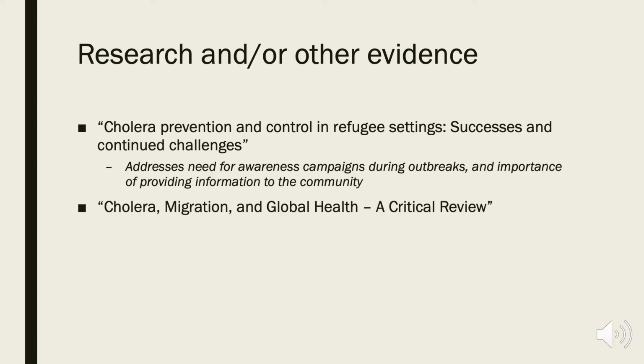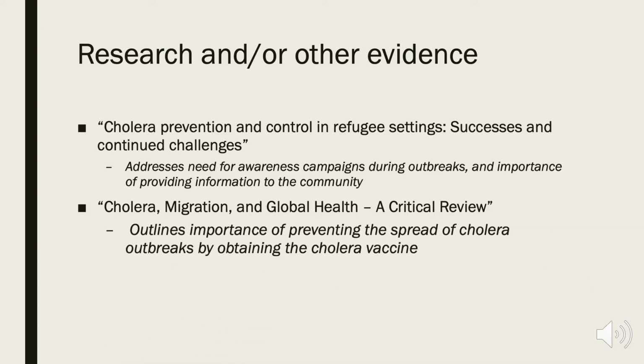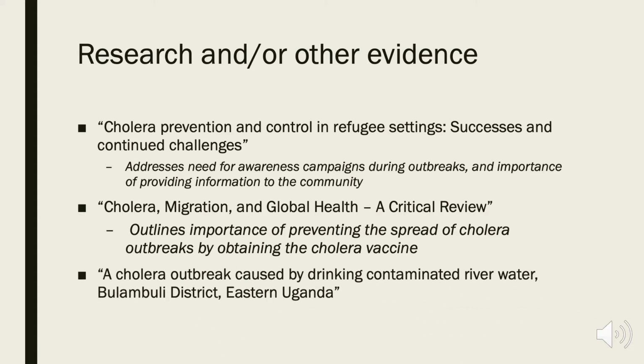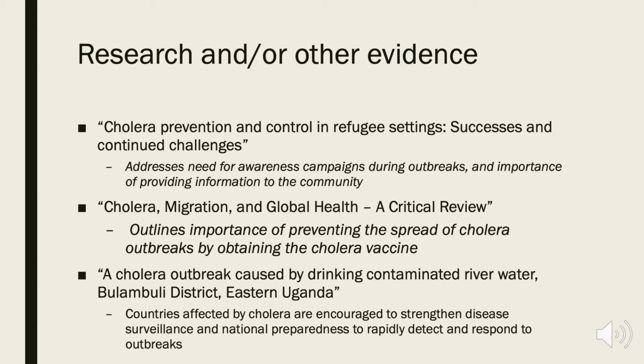The next evidence-based practice article was called Cholera, Migration, and Global Health. In this article, it outlines the importance of preventing the spread of cholera outbreaks by obtaining the cholera vaccine. And lastly, a cholera outbreak caused by drinking contaminated river water. That article also talked about surveillance. Countries affected by cholera are encouraged to strengthen disease surveillance and national preparedness to rapidly detect and respond to outbreaks. So not only is it the surveillance campaigns, but also being aware of what causes cholera and the symptoms that may arise, so that we're able to rapidly detect it and respond to it.